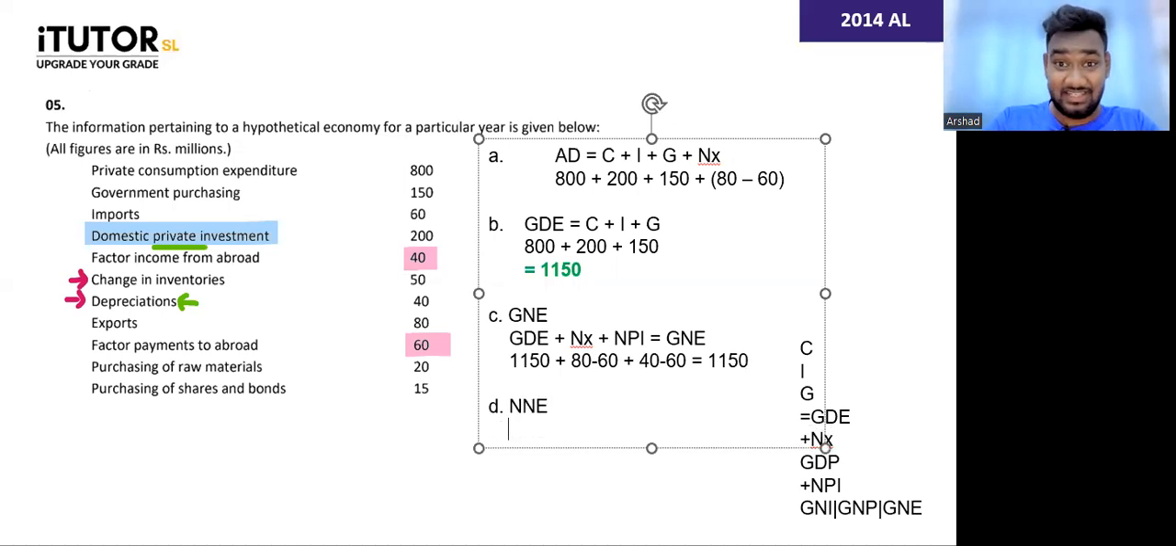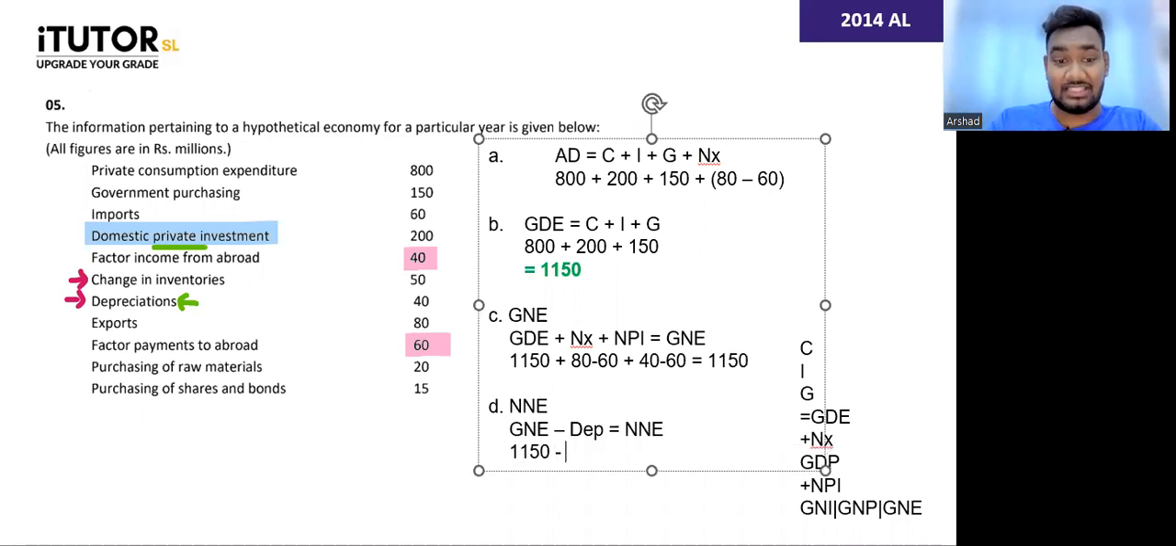This is very easy, guys. Gross to net, what did we learn? How do we go from GNE to this? You minus depreciation. And now in your paper, they won't call it depreciation. They'll call it consumption of fixed capital. So you minus depreciation, you get net national expenditure. So GNE is 1150. From this, if you minus depreciation of 40, you get net national expenditure 1110.